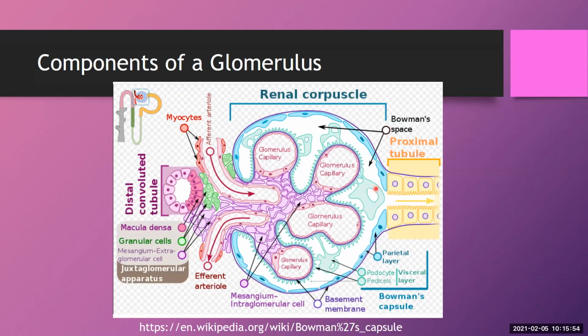And then lastly is Bowman's space, and you can see that illustrated by the black arrows in the upper right-hand corner. This is where urine collects after it's filtered at the glomerular capillary loop, but before it travels down the rest of the nephron. Eventually urine will travel down the nephron, out of the kidney, into the bladder, and then out the urethra and out of the body. So everything starts here at the glomerulus.